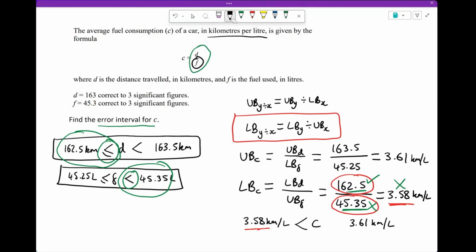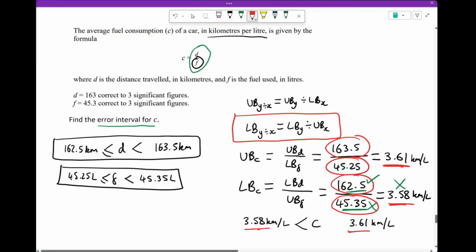Now let's consider my upper bound instead. So my upper bound value was the 3.61, which is over here. And in terms of where we got that from, well, we used 163.5 and 45.25. So let's consider where those values came from. The 163.5, well, that came from over here. And as you can see, the inequality symbol here is not the same as one. Therefore, we can't be equal to the 163.5. So as a result, we can't be equal to the 3.61, which comes from a calculation involving that 163.5. So therefore, we can't be equal to our upper bound. So the inequality symbol for our upper bound will also not be the same as one.